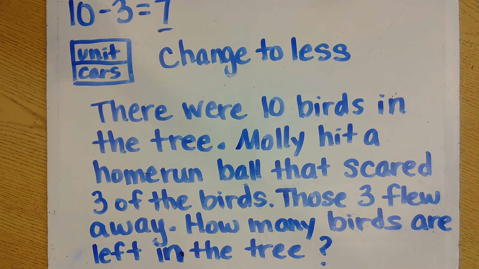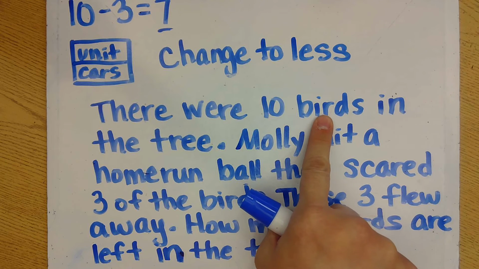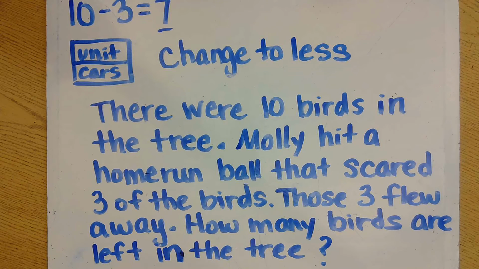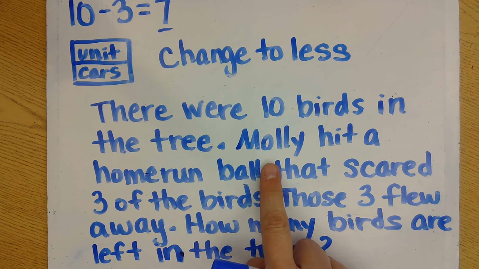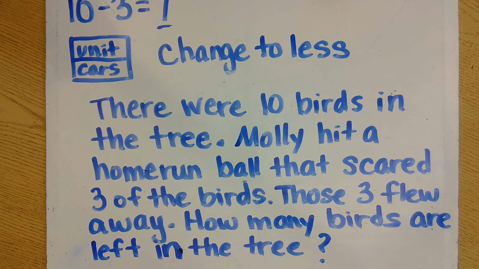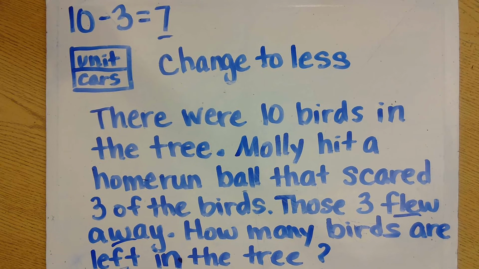So again, we start out with a certain amount. In this case, it's birds. So we start out with 10 birds. I wrote a sentence about that. I wrote a sentence about what happened. Well, actually I used 2 sentences to share that. The ball came towards the birds in the tree, and 3 of them were frightened, and those 3 flew away. So how many birds are left in the tree? Again, we have some key words like left, flew away. Those kinds of words tell me that it's a subtraction number story.